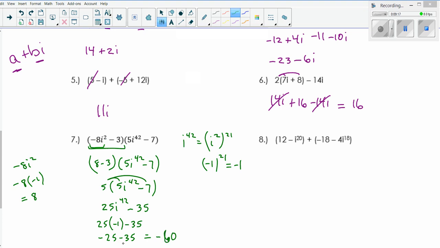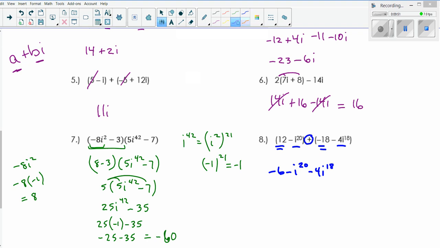Okay? Alright, let's try the next one. So in the next one, I'm adding. I need to make sure I'm adding and I don't all of a sudden multiply. i to the 20th and negative 4i to the 18th, unfortunately, are not like terms, so I cannot combine them. I can't simplify them like I did in the last one. So I'm going to start by combining my reals. So I have 12 and negative 18. That makes negative 6. And then I have minus i to the 20th and minus 4i to the 18th.